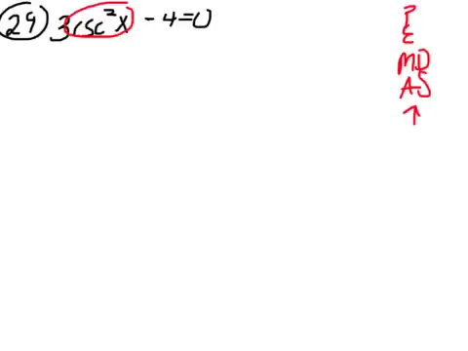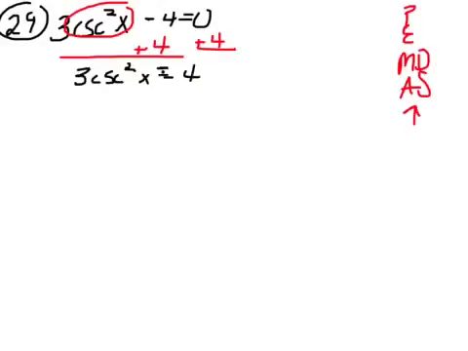We do PEMDAS backwards in case you forget the order to solve. So we would add or subtract anything first. So we'll add 4 to both sides, right? That's going to give me 3 cosecant squared x equals 4. And then I don't have anything else I can add or subtract. Now let me look for something to multiply or divide. Couldn't I divide both sides by 3?